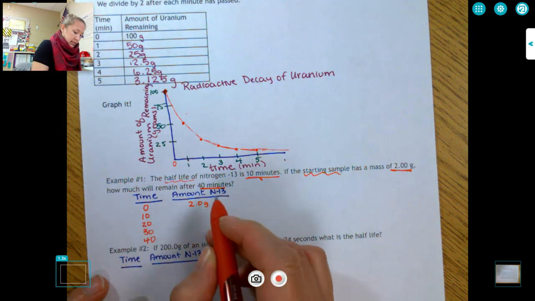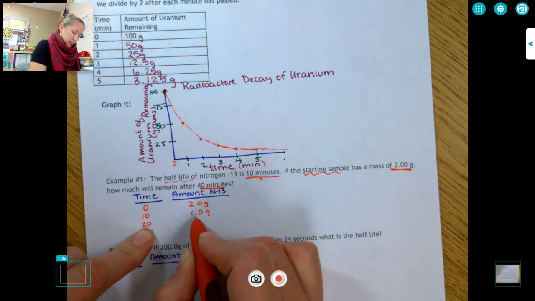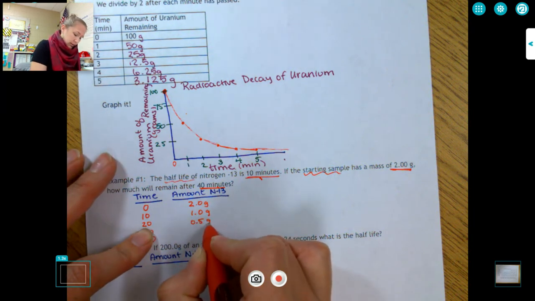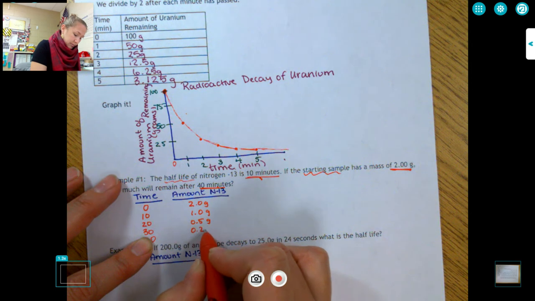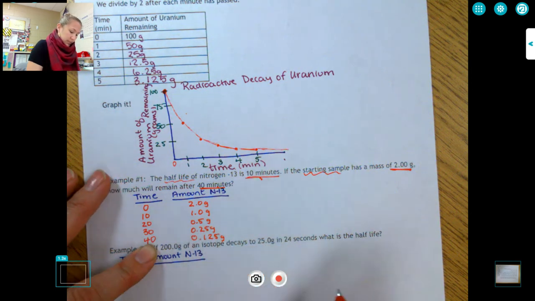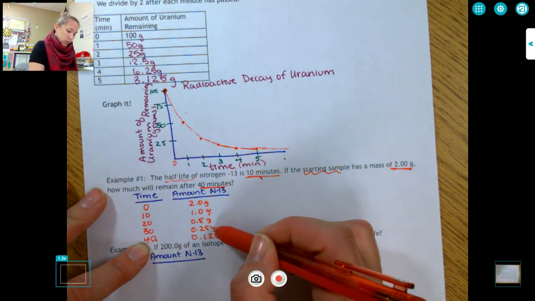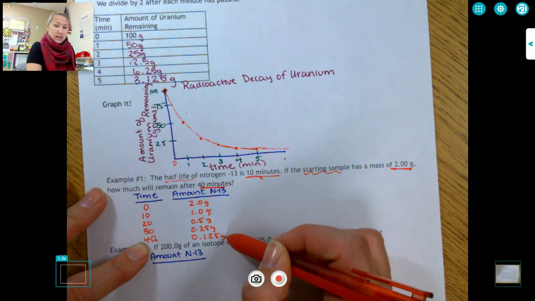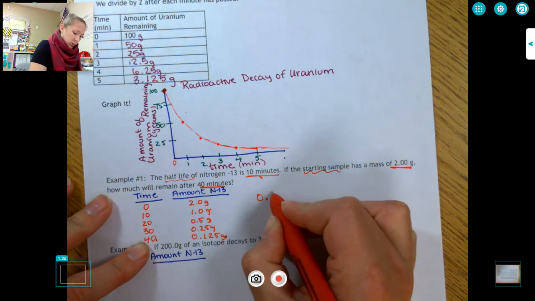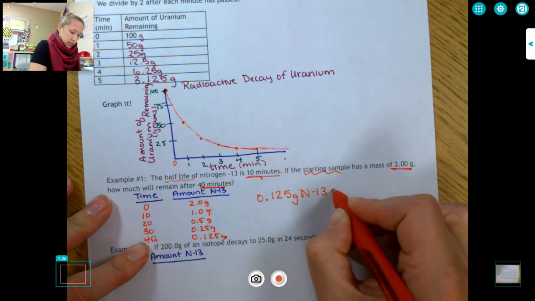After 10 minutes, that gets cut in half. So I go to 1. After 20 minutes, total have gone by, so another 10 minutes. That one gets cut in half. That one gets cut in half again. And then we get cut in half one more time. So I can see that after 40 minutes have gone by, I've gone through 1, 2, 3, 4 different half-lives. It's been cut in half 4 times. So how much will remain? 0.125 grams of our nitrogen-13 remains.